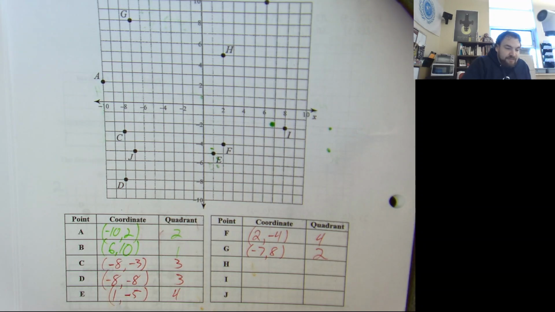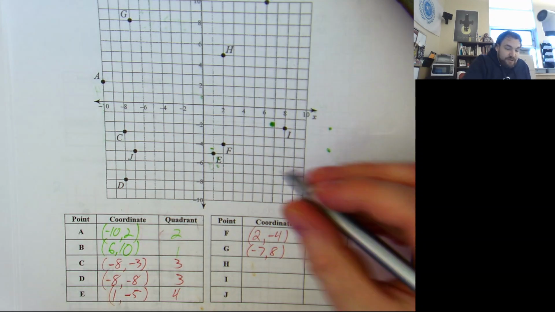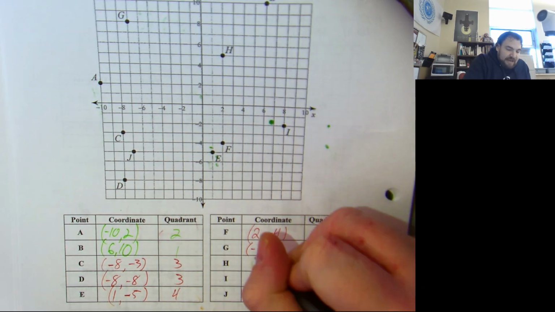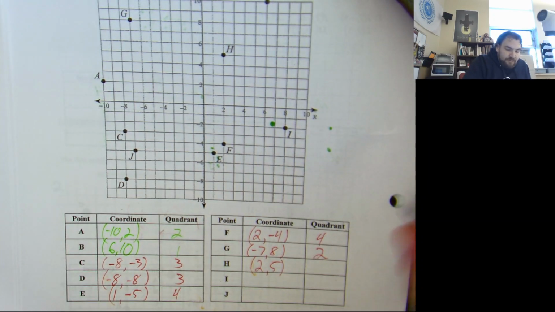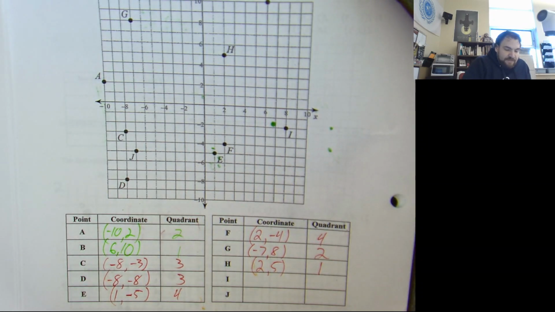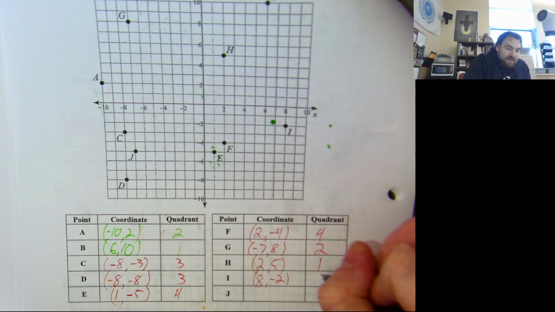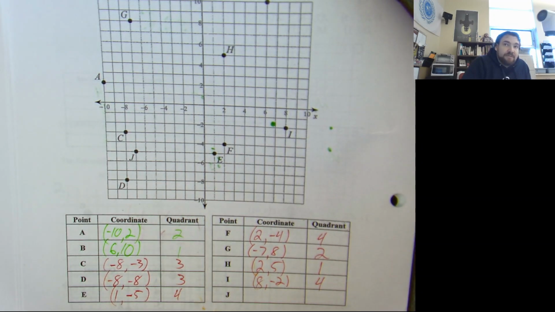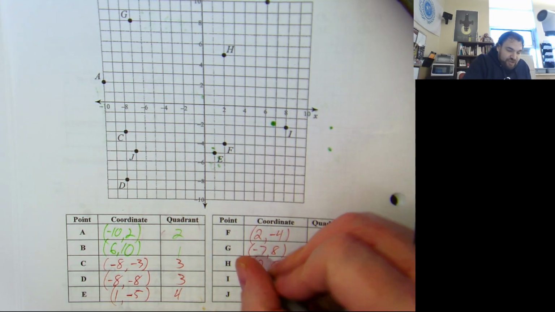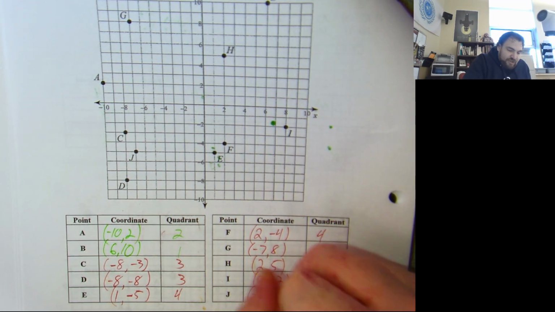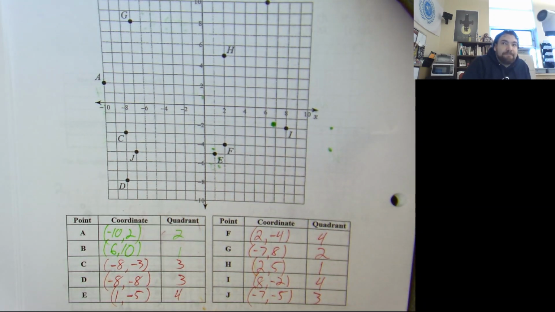H is (2, 5), and that's in quadrant number 1, sweet. I is, you betcha, (8, -2). Love it.